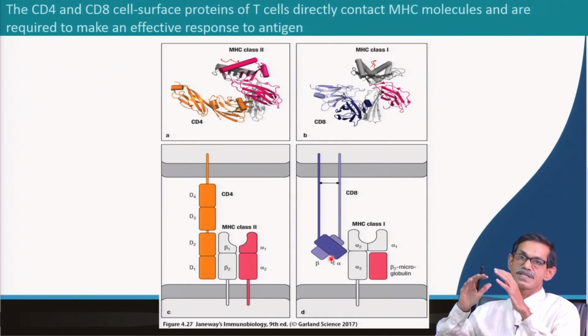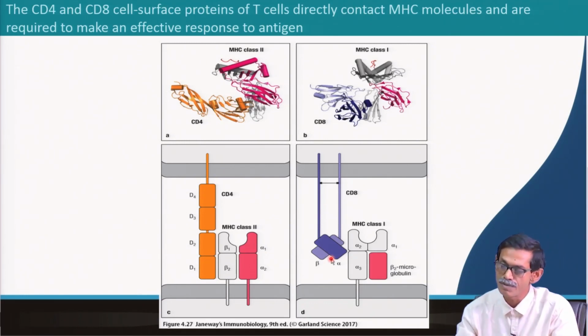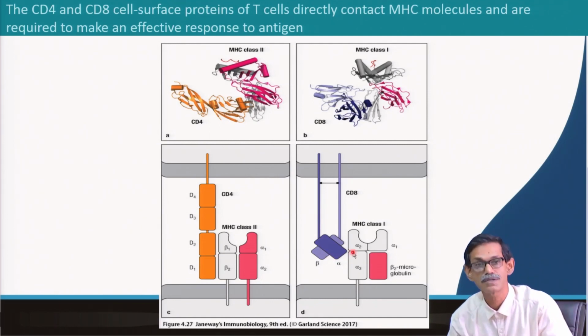So, this MHC1 and CD8 interaction, that means the cytotoxic T cell interaction, is also made sure, because if this cross reacts, that will be a serious problem in the immune system. Suppose suddenly the CD8 started interacting with MHC2, that will be a serious problem.